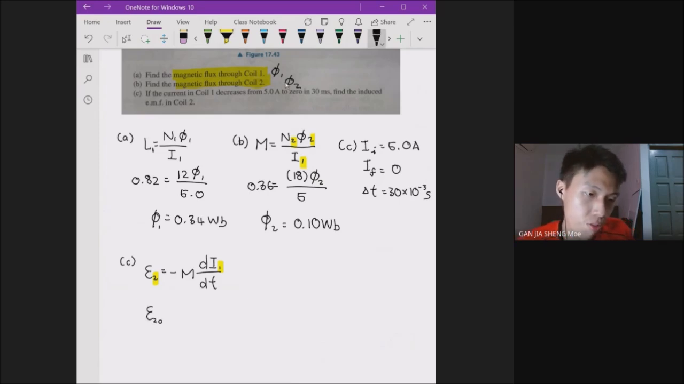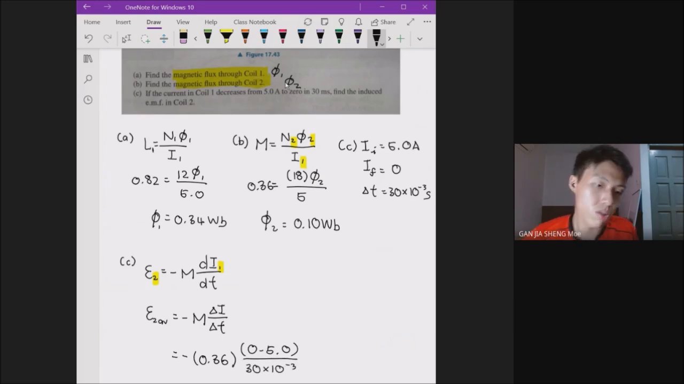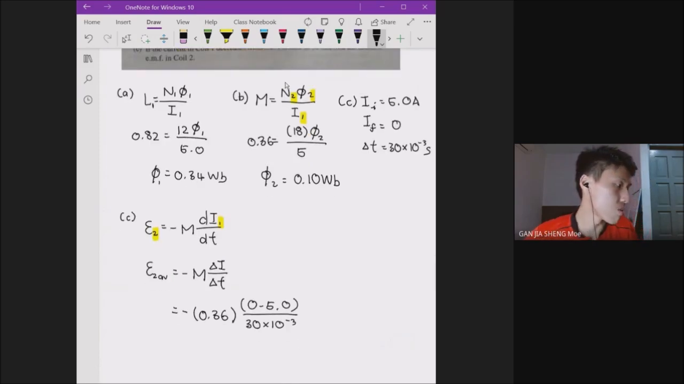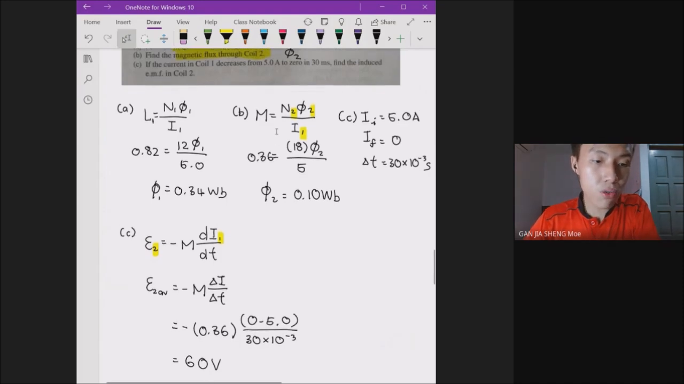Change it into average form, and it becomes negative M delta I over delta t. So now it's just substitution. The M is 0.36. Final minus initial, 0 minus 5.0. The amount of time that has passed is 30 milliseconds. So if you put in everything, you should be able to get the answer equal to 60 volt. Okay, so this will be the induced EMF in coil 2.